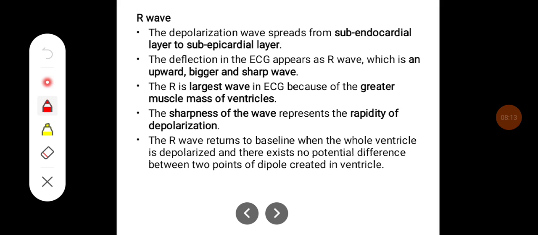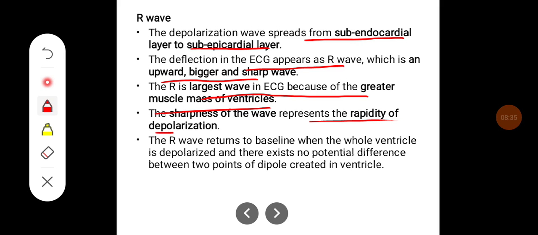R wave. The depolarization wave spreads from the subendocardial layer to the subepicardial layer. The deflection in the ECG appears as an R wave, which is an upward, bigger and sharp wave. The R wave is the largest wave in the ECG because of the greater muscle mass of the ventricles. The sharpness of the wave represents the rapidity of depolarization. The R wave returns to baseline when the whole ventricle is depolarized and there exists no potential difference between the two points of the dipole created in the ventricle.